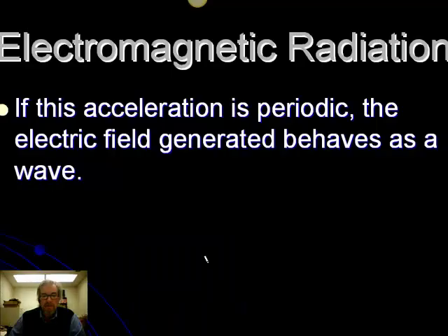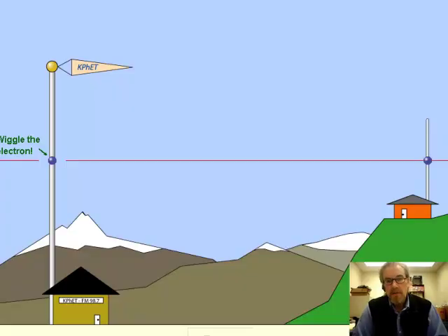So if this acceleration is periodic, if an electron, for example, gets bounced back and forth in some regular repeating fashion, the electrical field that's generated has frequency to it, and that electrical field is going to be cast off and move through space as a wave. This little demonstration might give you a better understanding of how electromagnetic radiation is generated and travels through space. One of the forms of electromagnetic radiation is radio waves.